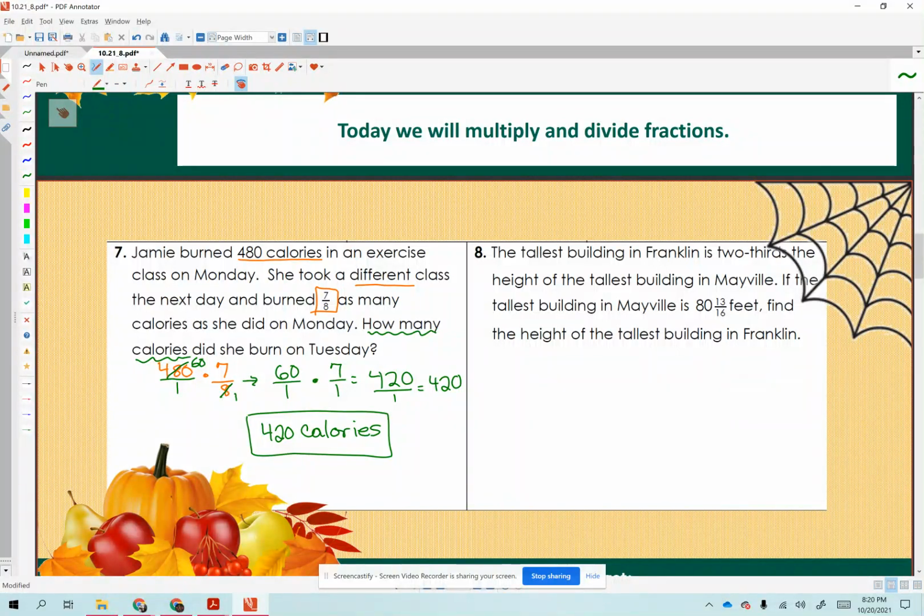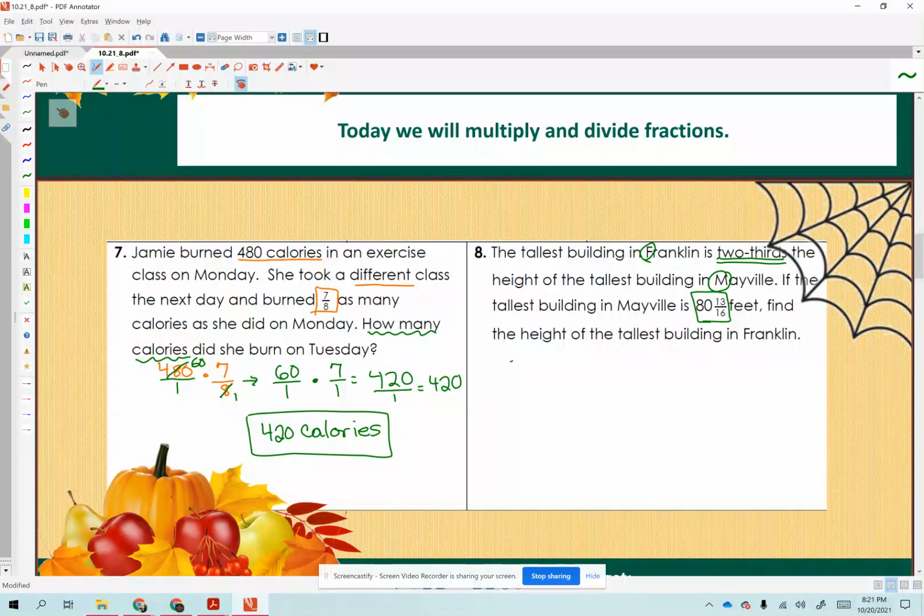Number 8, we've got 2 cities, Franklin and Mayville. And if you struggle with reading those words, just think of this as F and this as M. So the tallest building in Franklin is 2/3, be careful, they wrote it in words. So the tallest building in Franklin is 2/3 the height of the tallest building in Mayville. If the tallest building in Mayville is 80 and 13/16 feet, find the height of the tallest building in Franklin. You will definitely need a calculator to do this.